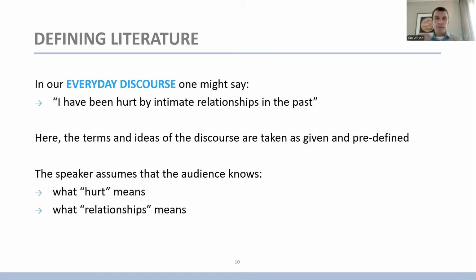An example of this ordinary language or everyday discourse might be, someone might say, I have been hurt in intimate relationships in the past, in a very matter-of-fact way. Someone might say something like that. And here, all of the terms of that sentence are taken as pre-given. They're not questioned in any way. So the speaker assumes that the audience knows what hurt means, what relationships means. Each of those terms, they're just passed like coins and not thought of.